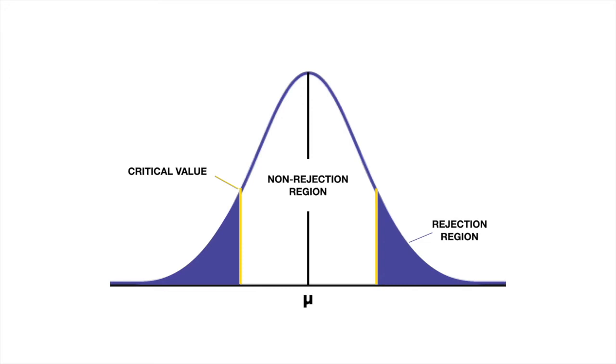The critical values define the parameters of the non-rejection region. And so if the value that you computed is less than or greater than the critical value or is outside the parameters, then that value is in the rejection region, and it means that you will reject your null hypothesis.